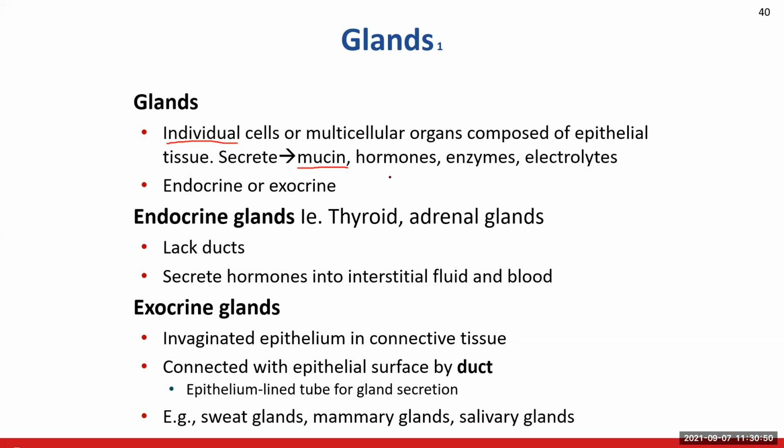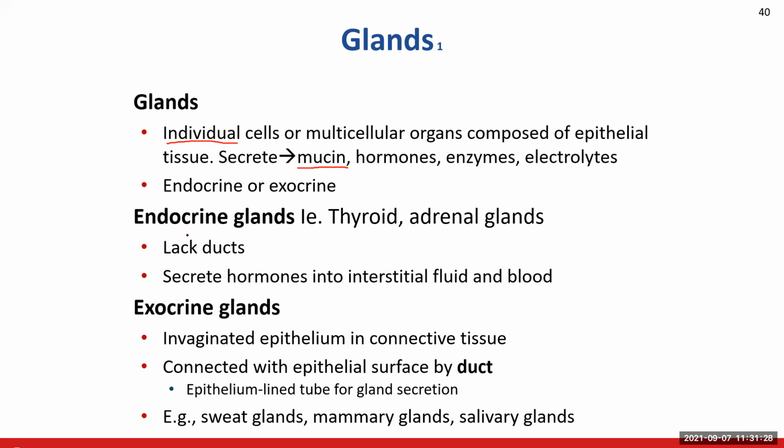Now, mucin is great, but when we add water to it, it becomes even better because then it turns into mucus. And mucus is great for lubrication and it helps to protect. It also helps to a small degree to neutralize some of the stomach acid that comes out from your stomach into the small intestine. So our glands can be either individual cells or multicellular organs that are made up of epithelial tissue, and they're going to make stuff. And there's two types, endocrine and exocrine.